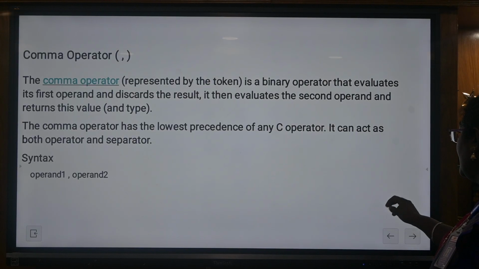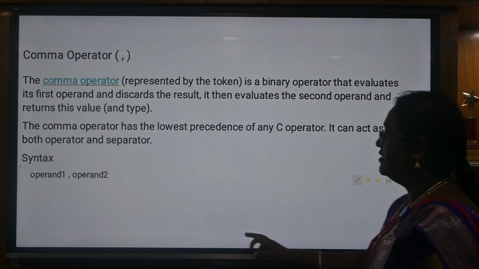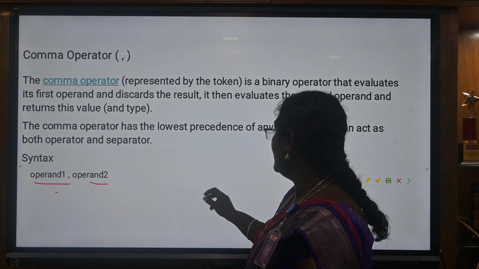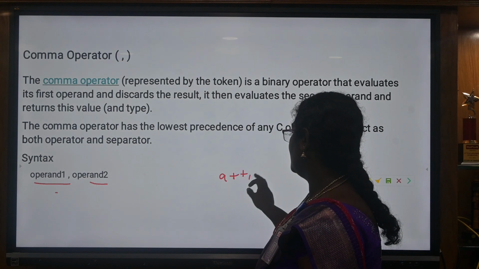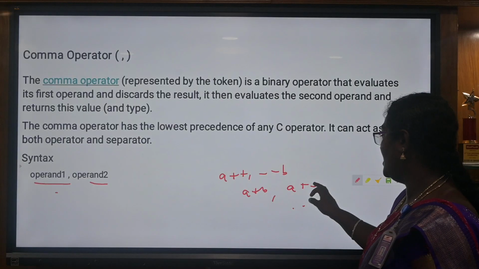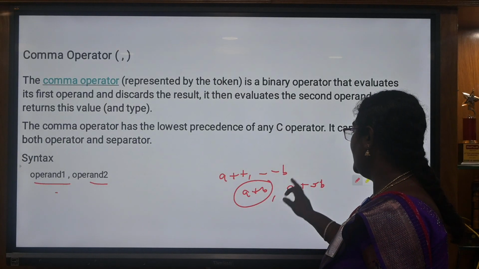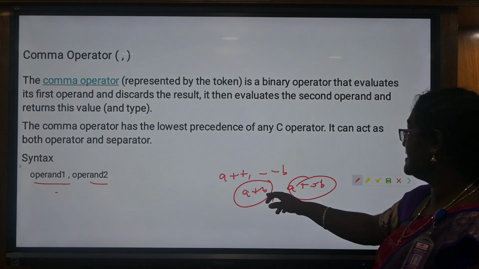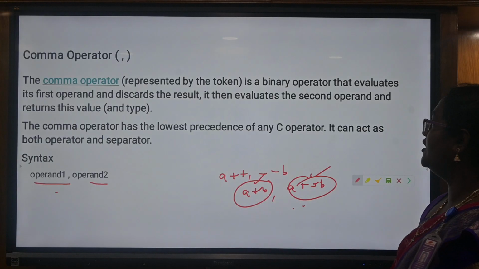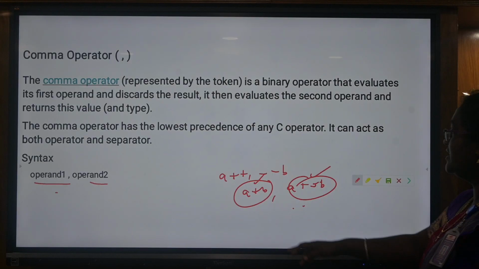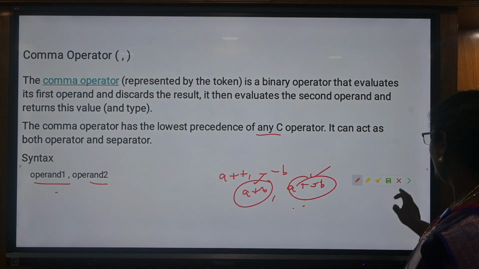Here we are having an example: operand 1, comma, operand 2. If operand 1 is A plus plus, or minus minus B, or A plus B, like this, we are having many expressions. When we are combining two or more operands, we can use the comma operator. The comma operator evaluates the first operand and discards the result. Then it takes the second operand, evaluates it and returns this result value. The comma operator has the lowest precedence of any C operator.